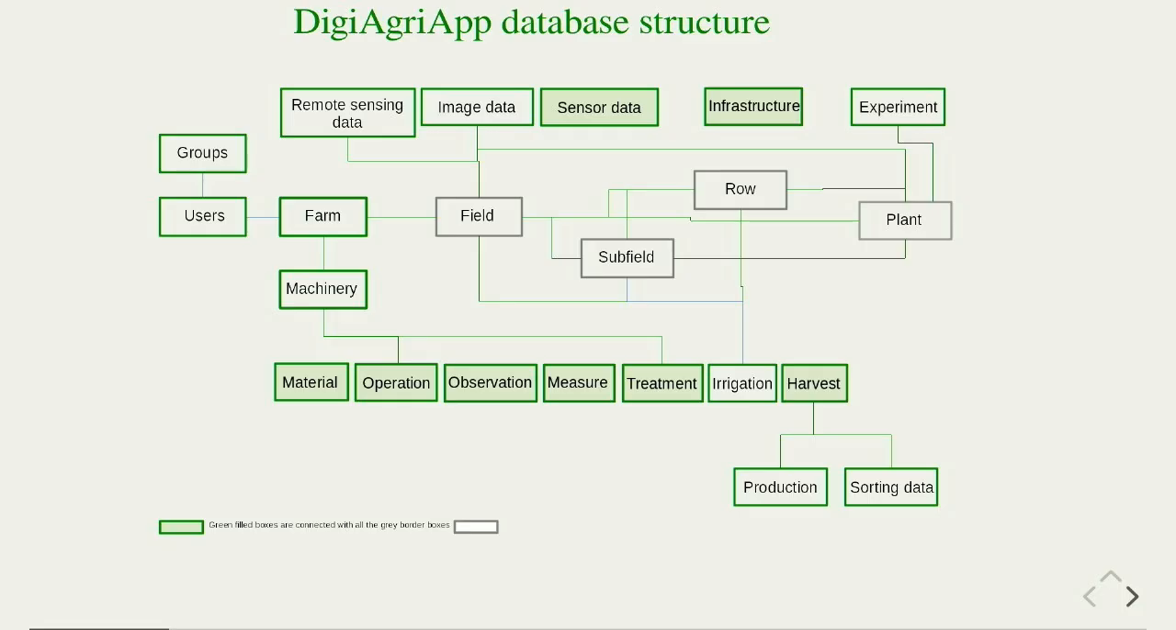So it doesn't make sense to connect the remote sensing data directly to the plant. We have image data. Right now they are connected only to the field and the plant, but it's quite simple to connect them also to the other elements if needed. And irrigation, for example, is connected only to field, subfield, and row. It doesn't make sense until now to connect it to single plants, because when you do irrigation, you irrigate one entire row usually.